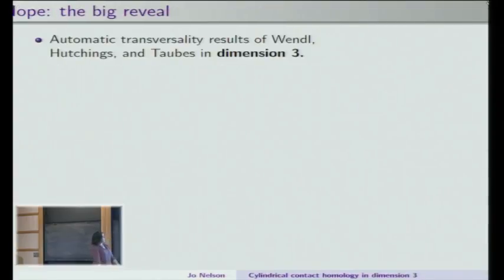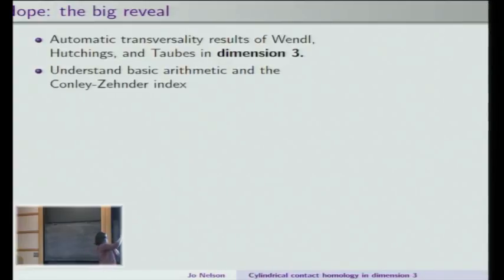All right, so why would you maybe think that this was worthwhile to pursue? Well, you wouldn't because you were a graduate student that was too naive to realize that there were all these problems, but along the way you started to read some things and notice that in dimension 3, Wendl, Hutchings, and Taubes have really nice automatic transversality results. And I don't really have time to go into this, but the moral of the story in symplectic topology is that pseudo-holomorphic curves just work better in dimensions 3 and 4.